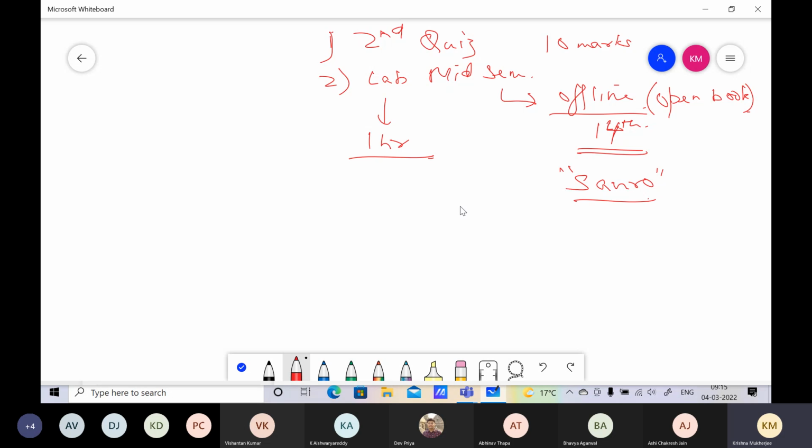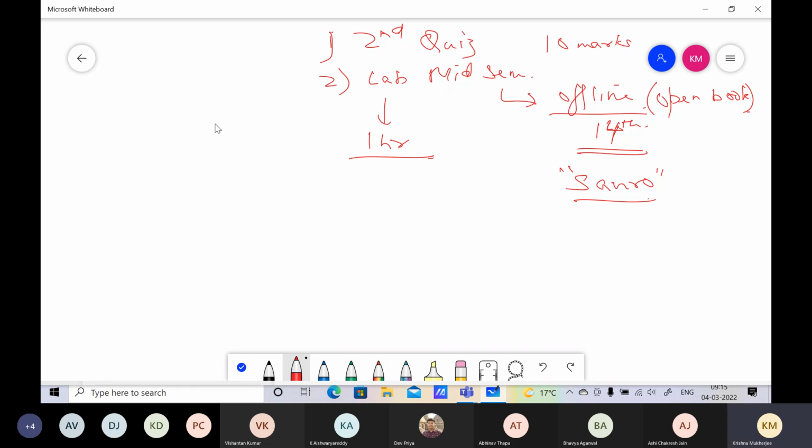There is an issue here which needs to be sorted out. Both these things can be held on the same day. You come to a lecture hall, and I'll try to block it for 2 hours. I will call your seniors. They will come and finish the lab mid-semester and leave, and then I'll hand over the quiz and you can do it. One hour each or 45 minutes each, and that is it, job done. So you or your class representative give me a date. We will have it offline, open book, both the exams together, as early as possible.